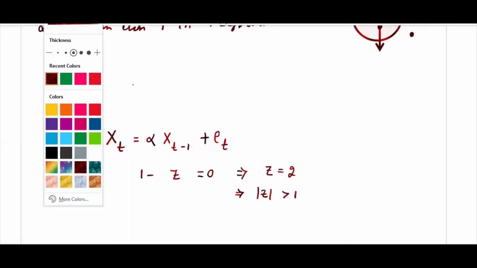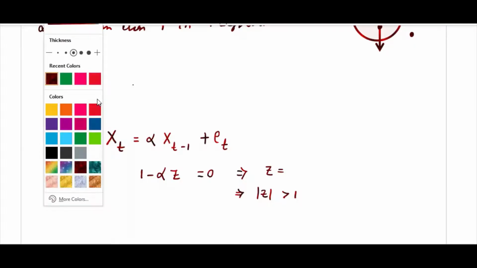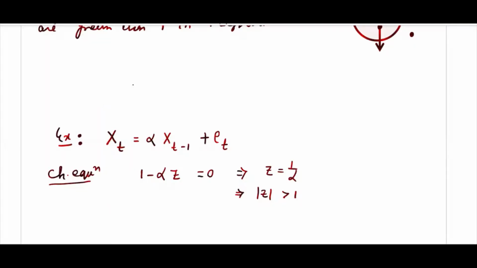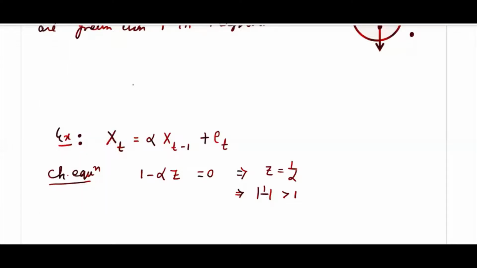We had a derivation last time for this one, and this will be 1 upon alpha, and 1 upon alpha is always greater than 1. See, we are not seeing the coefficient, we are finding the roots, we are solving the equation. This is always greater than 1 because we consider mod alpha less than 1. When mod alpha is less than 1, we thought that this will be stationary. This is what we used last time, this is stationary.